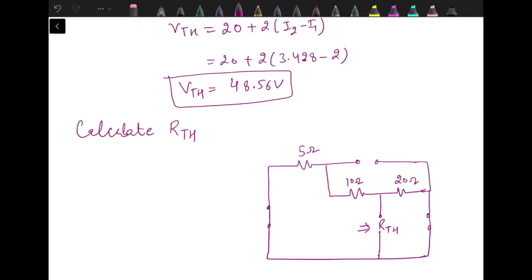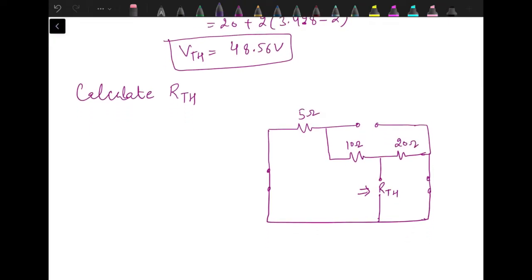Now the equivalent resistance is, it's clear that there are two branches which are connected in parallel. So RTH is actually parallel combination of 20 and 10 plus 5, 15. 10 and 5 are in series and their resultant is in parallel with 20. So RTH is 8.57 ohm.